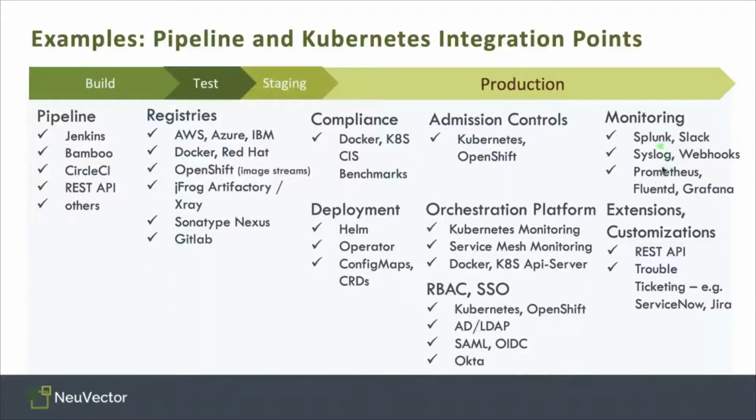And of course, on the monitoring side, whatever SIEM tools are being used can be integrated very quickly and clearly with the security events and security tools. And then any extensions can be completed through a REST API, such as that provided by NeuVector, as well as integration with any trouble ticketing systems, as an example, ServiceNow or Jira. So those are some examples to look for integrating into your pipeline.